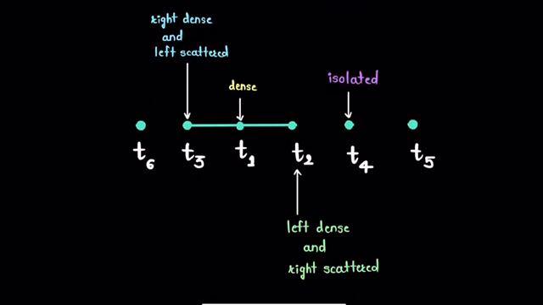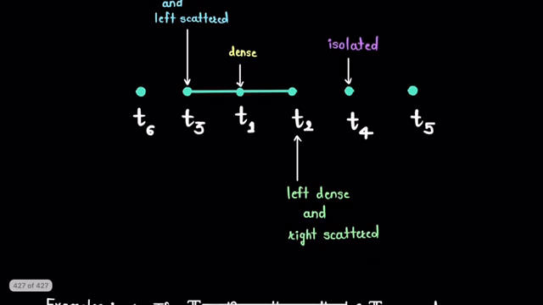Now here we have t1, t2, t3, t4, t5 and t6 as some points of an arbitrary time scale T. Then we can observe that point t1 is dense as it is both left dense and right dense. Point t2 is left dense and right scattered. Point t3 is right dense and left scattered. And point t4 is an isolated point as it is both left scattered and right scattered.